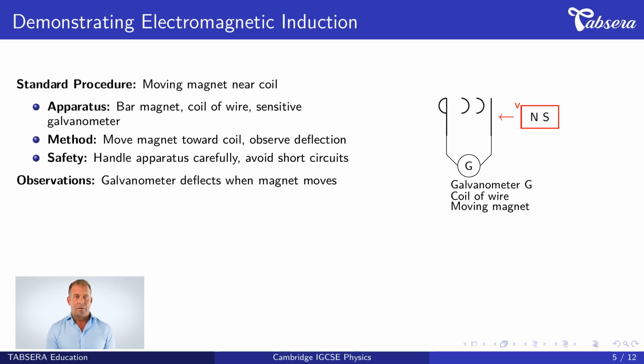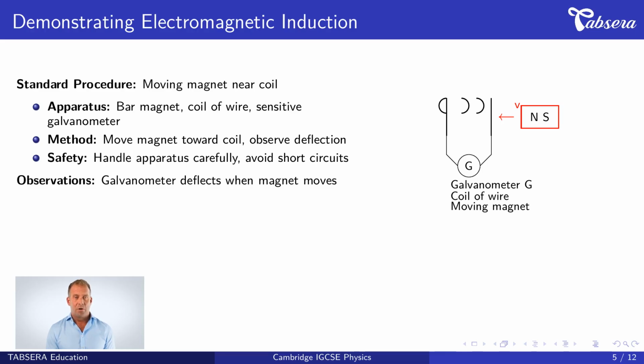Now we examine the experimental method. This follows Cambridge IGCSE standards. The apparatus needed includes a bar magnet with clearly marked north and south poles, a coil of wire with multiple turns, and a sensitive galvanometer to detect small currents. The method consists of these steps.